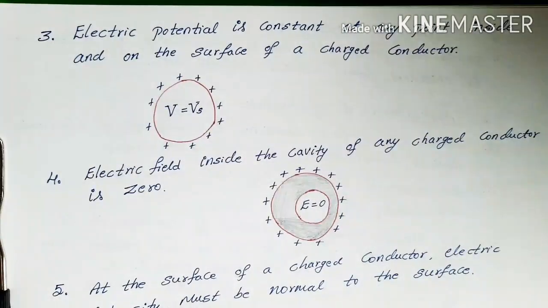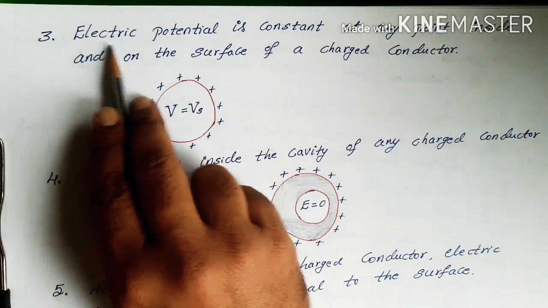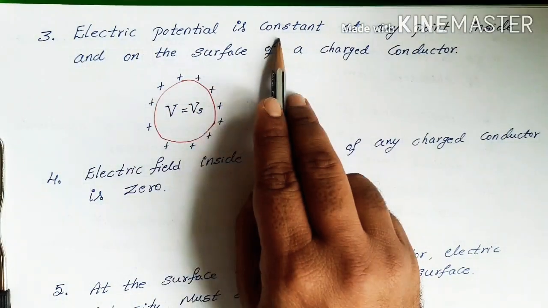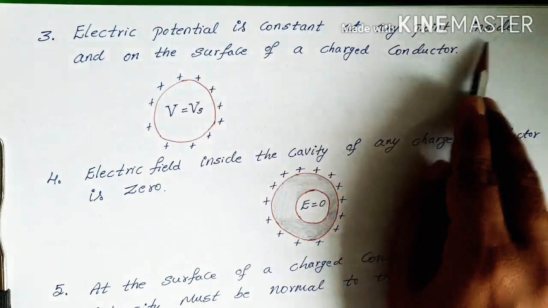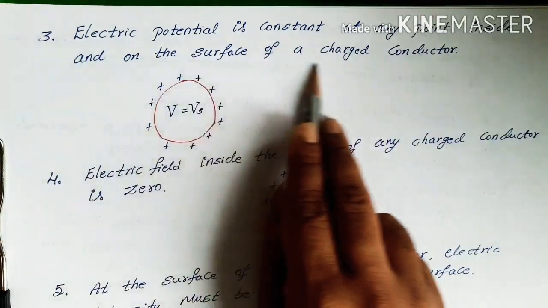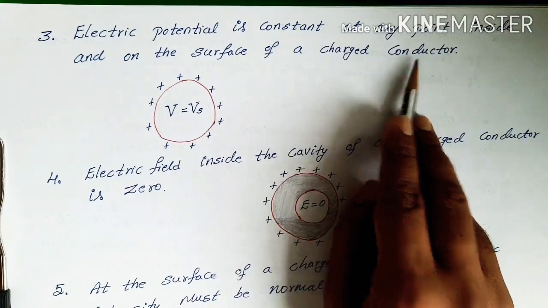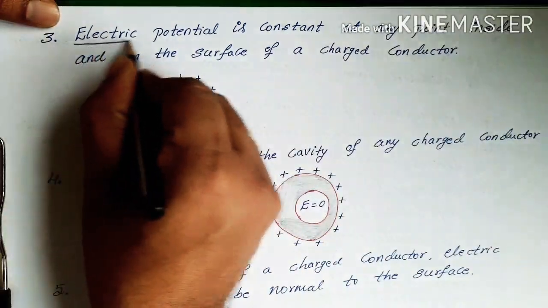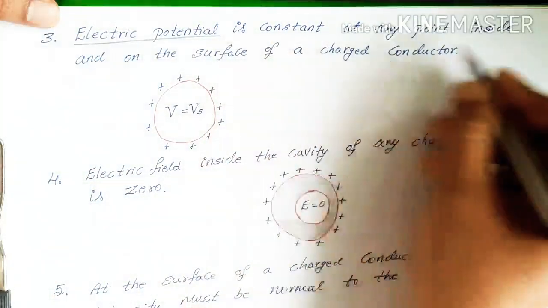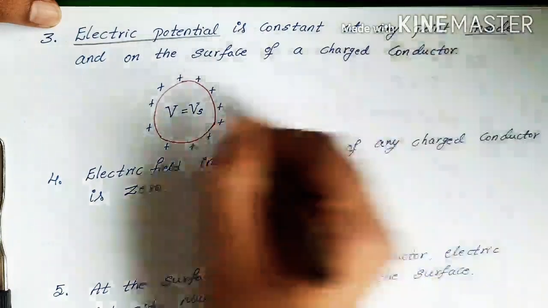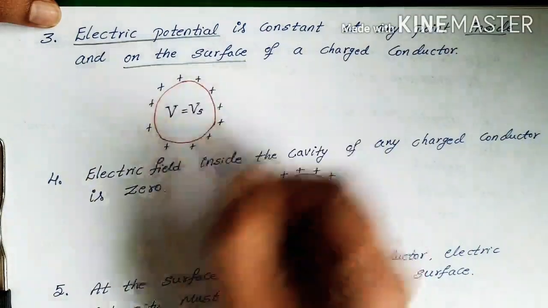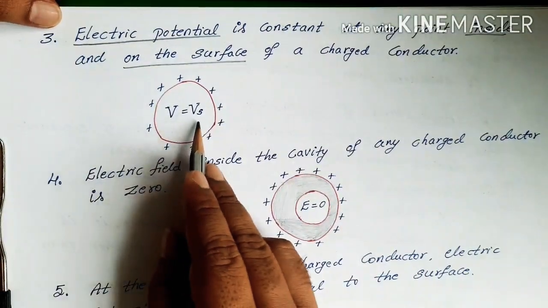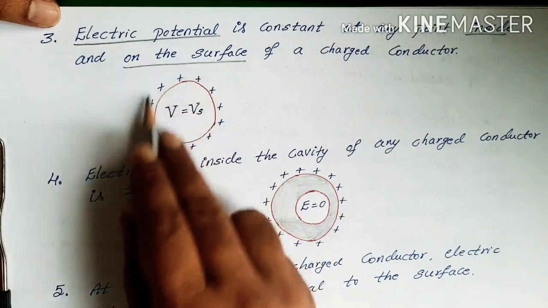Next, the third property, the most important. The electric potential is constant at any point inside and on the surface of the charged conductor. The electric potential remains the same inside and on the surface. So here, V is equal to Vs. The charges reside on the surface.